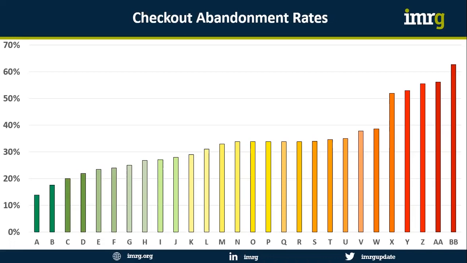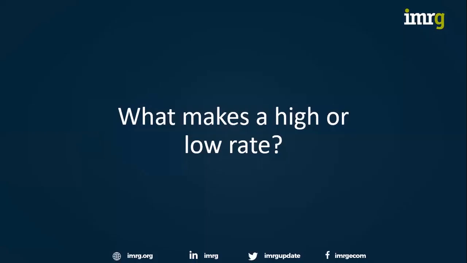I think it's always interesting to see, because we're always talking about averages and aggregate numbers, just to see some of the variety you get in this. So that's kind of spelled out for you. There must be something going on here that's determining why some are good and some are quite bad. So what does make a high or a low rate?